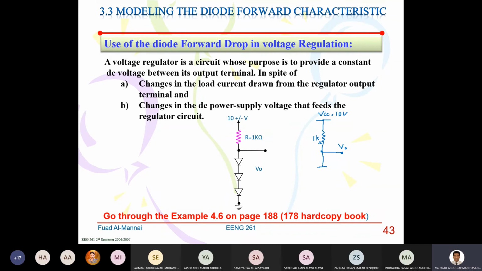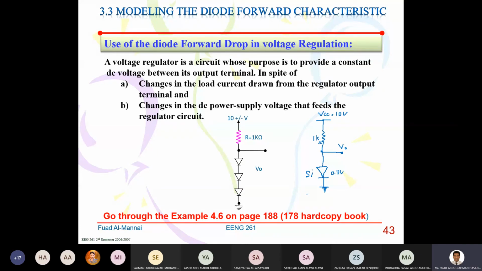Then I put a diode. This is a Si diode. When I put Si for a diode, any diode, that means it is a silicon diode, which means I'm going to drop what voltage? 0.7 volt.